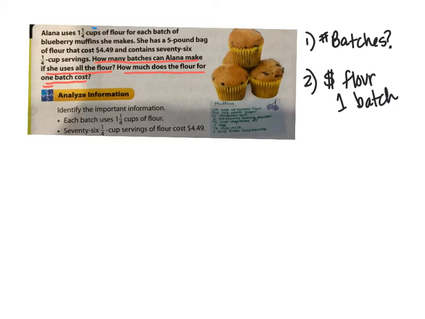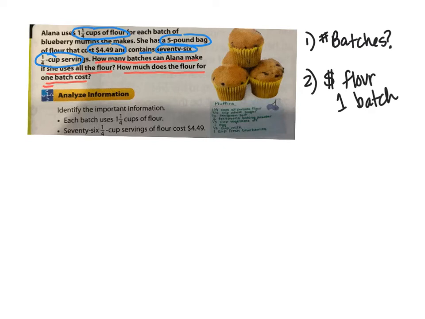I do know that 1 batch takes 1 1/4 cup of flour. I do know she has a 5-pound bag. What that is in cups, I'm not sure. I do know that 5-pound bag costs $4.49. Oh, here we go. And it contains 76, they tried to hide that in words, 1/4 cup servings. 76 1/4 cup servings. That was helpful. That was the question I was asking before.